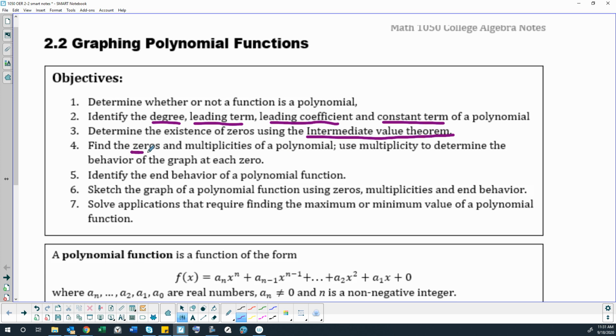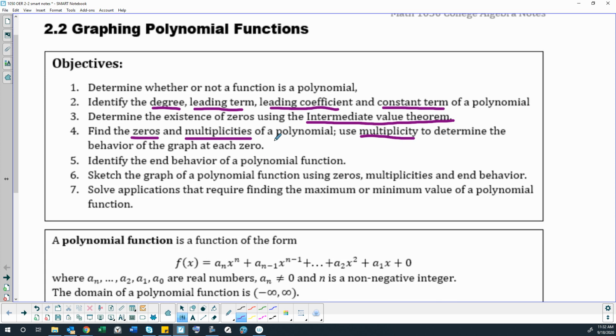We're going to learn about zeros and their multiplicities. So we already talked briefly about zeros in chapter 1. Zeros are the solutions or the x-intercepts. They come from the factors. And based on the multiplicity, we can tell how the zeros are going to act on the x-axis. If the multiplicity is odd, it's going to cross through, and if the multiplicity is even, it's going to bounce like a parabola on that point.